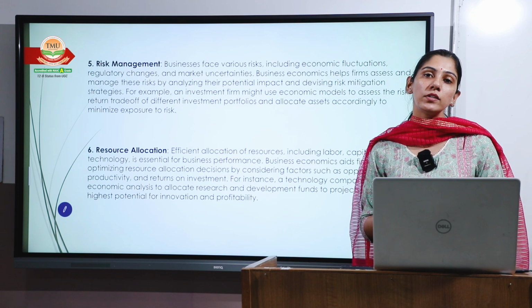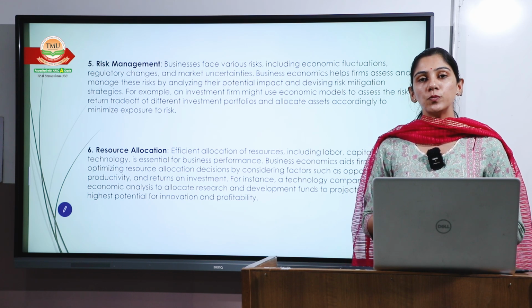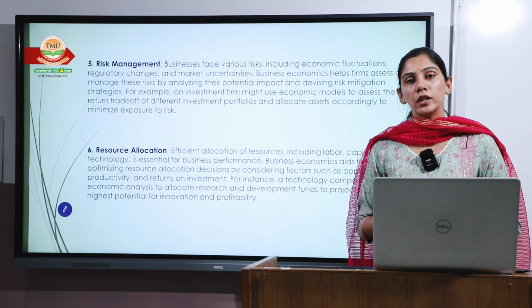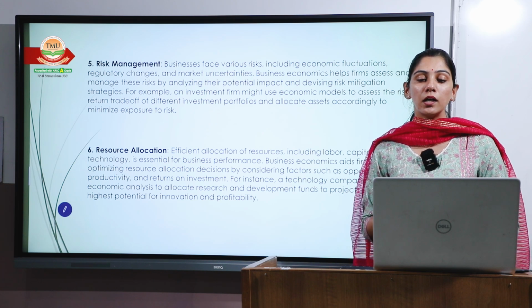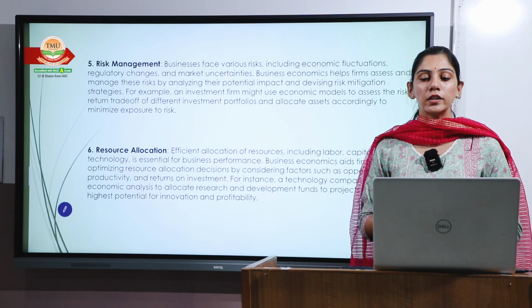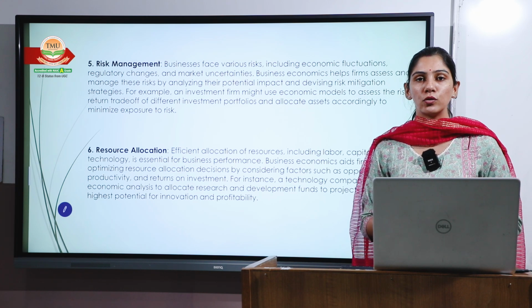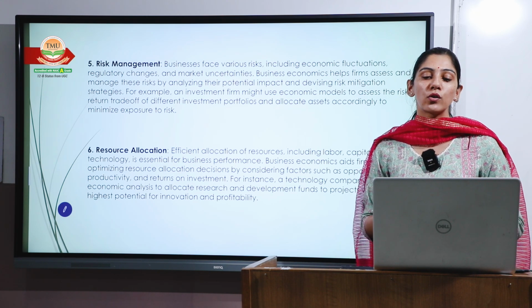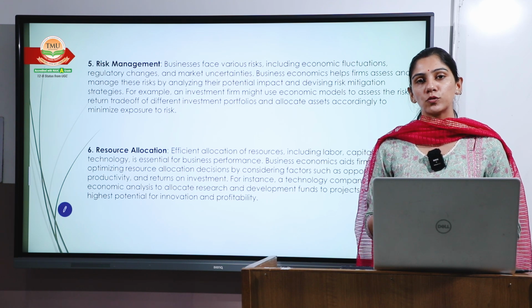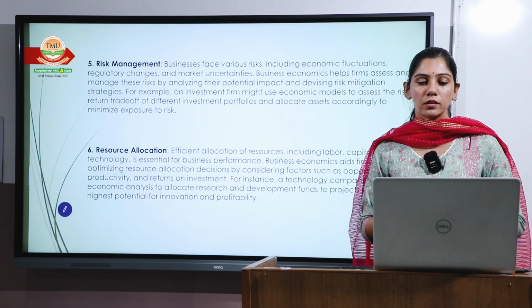Let us understand with an example. An investment firm might use economic models to assess the risk return trade-off of different investment portfolios and allocate assets accordingly to minimize exposure to risk.